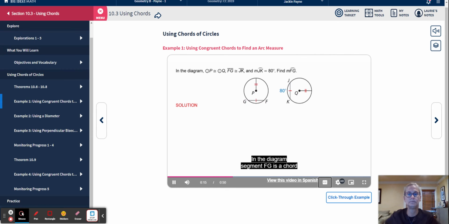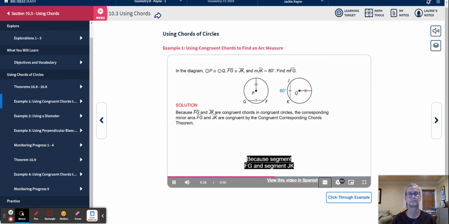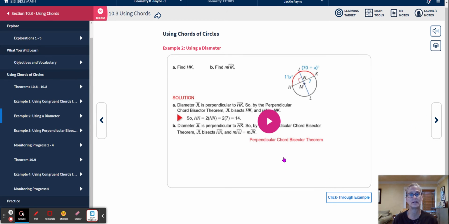Solution. In the diagram, segment FG is a chord because its endpoints are on the circle, and segment JK is a chord because its endpoints are on the circle. Because segment FG and segment JK are congruent chords in congruent circles, the corresponding minor arcs, arc FG and arc JK, are congruent by the congruent corresponding chords theorem. So the measure of arc FG is equal to the measure of arc JK, and from the given information, this is equal to 80 degrees. Very simple and straightforward.